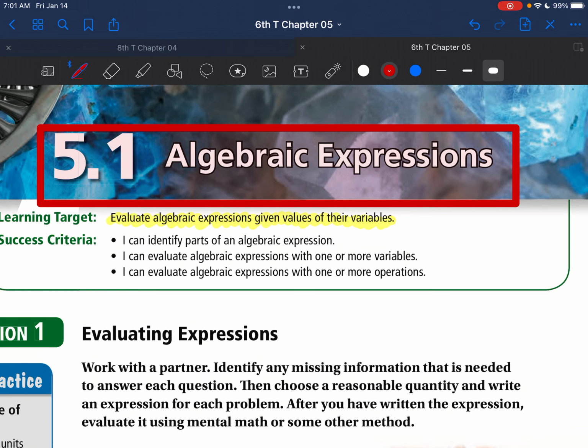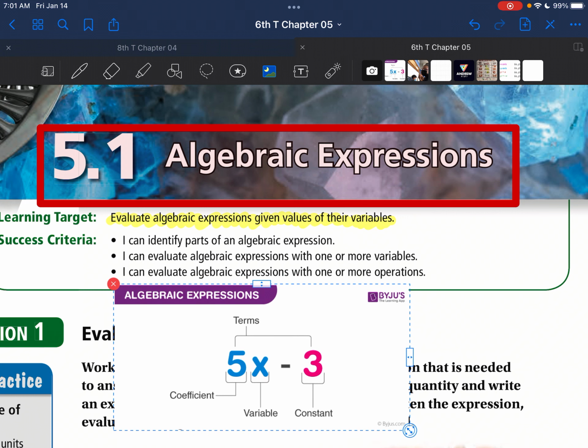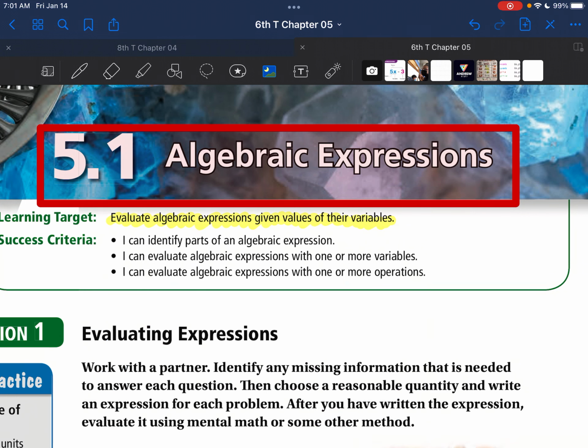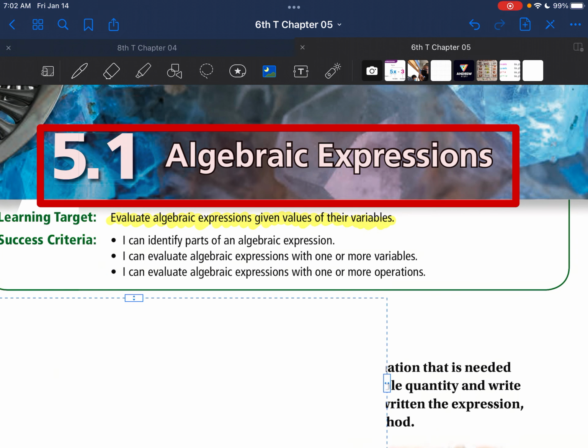By the end of today's lesson, you should know how to evaluate algebraic expressions given the values of their variables. This is the beginning part of algebra, so you do need to know all of this. Once you have this written down, I would like you to copy down this thing that I just put in here. Let's do this really quick.